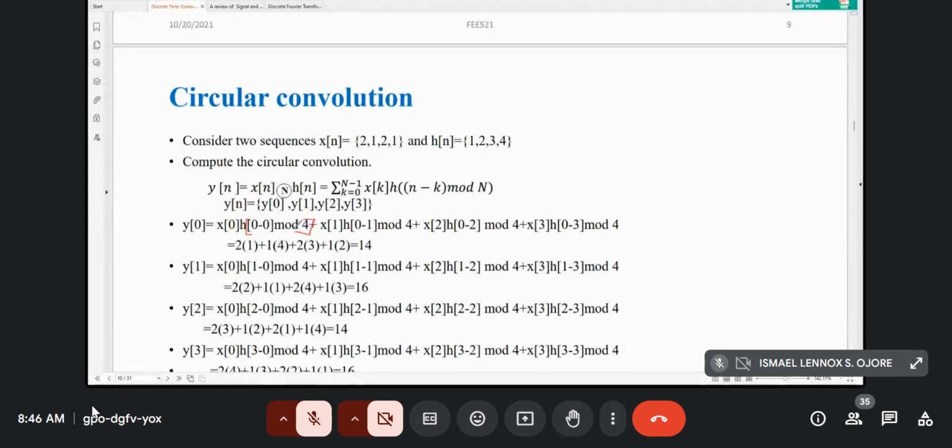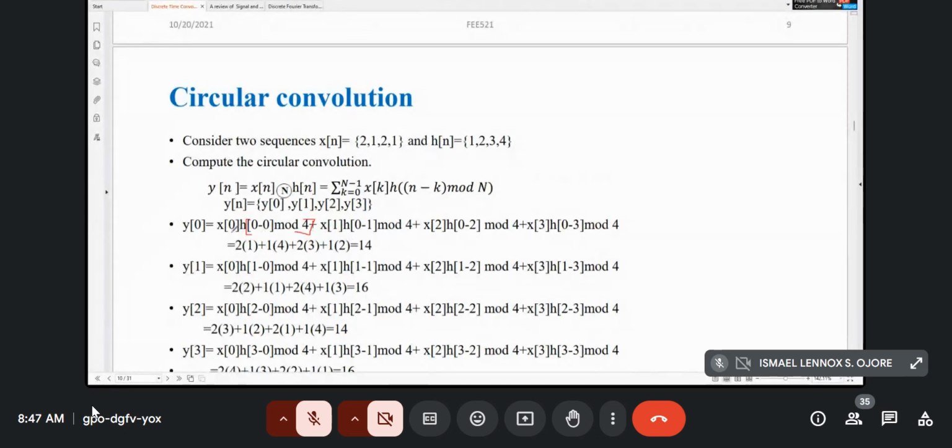So it means we are multiplying x of 0, which is the first sample here. This is x of 0. So we are going to multiply x of 0 and h of 0, because 0 in mod 4 is just 0. H of 0 is 1. So we are multiplying 2 and 1, x of 0 and h of 0, because 0 minus 0 mod 4 is simply 0.